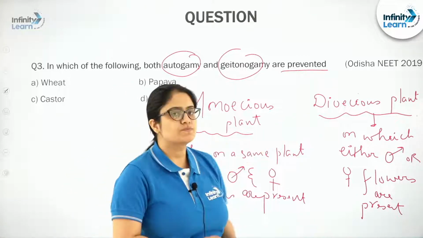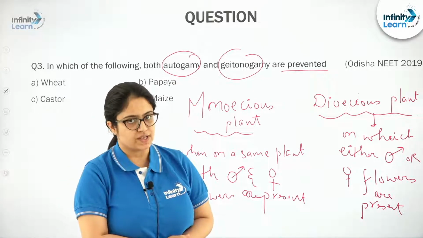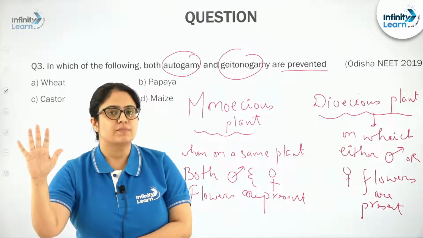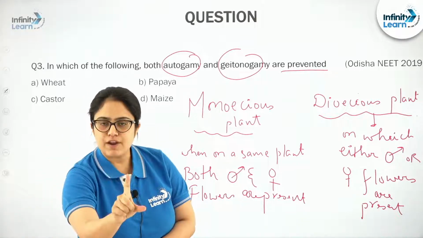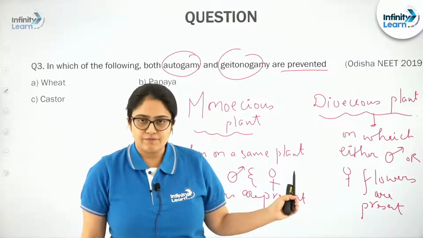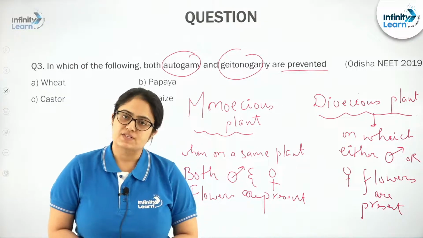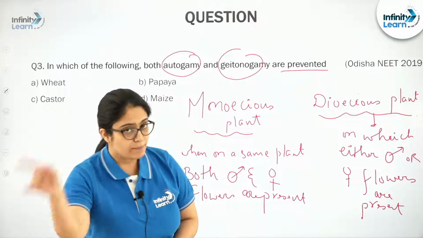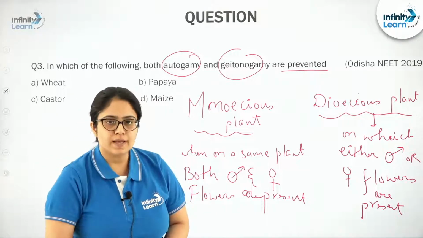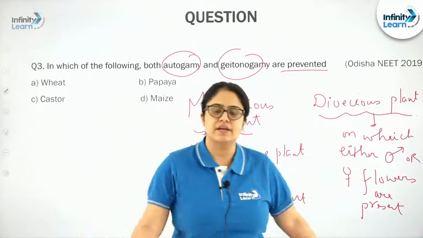And what is a dioecious plant? A dioecious plant is a plant on which only a single type of flower will be present. That means the dioecious plant will be either male or female. If the dioecious plant is male, only those flowers in which stamens are present will be there, right. And on a female dioecious plant, all the flowers will possess only what? Pistil, and the male dioecious plant will possess flowers which possess only stamens. So, staminate and pistillate flowers will be present separately on male and female dioecious plants.